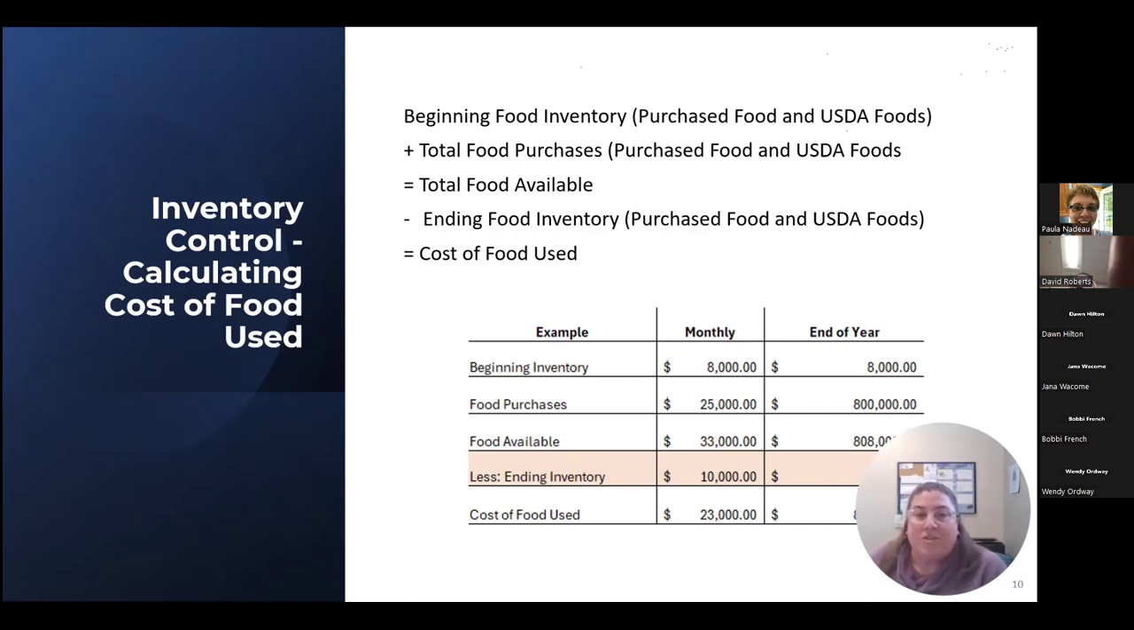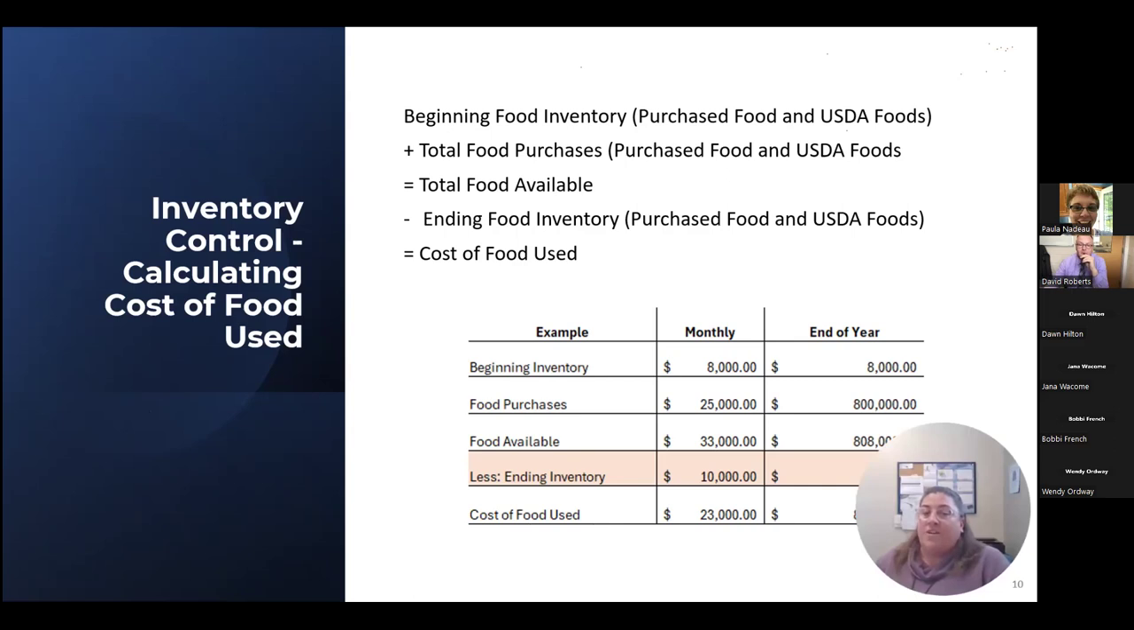You start off with your beginning inventory for the month. The food purchases that you purchase for that month, say this is January or September, start of the school year. So beginning inventory is 8,000. Food purchases for the month were 25,000. Food available, you add the two together, which is your 33,000. And then at the end of the month, you redo your inventory, and your ending inventory was $10,000. So your cost of food used for this month is 23,000.